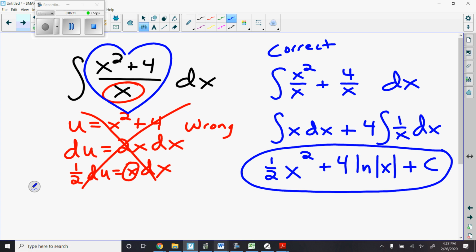Okay, the last example I'm going to look at is kind of a tough one, okay? And I'll show you how we can do it.